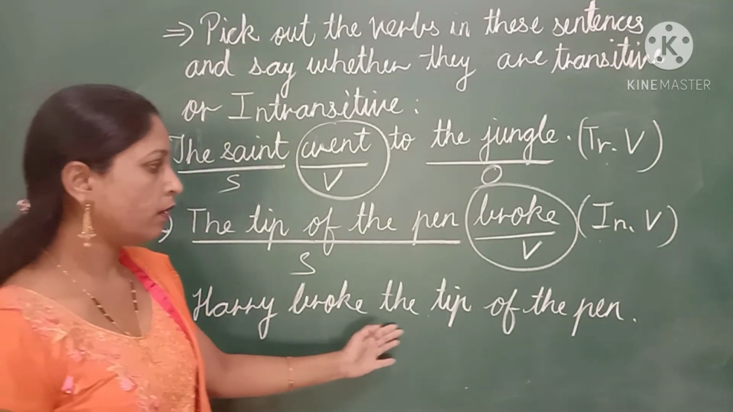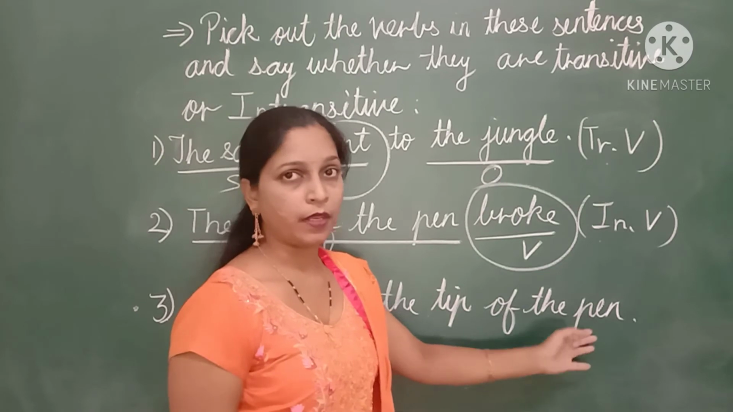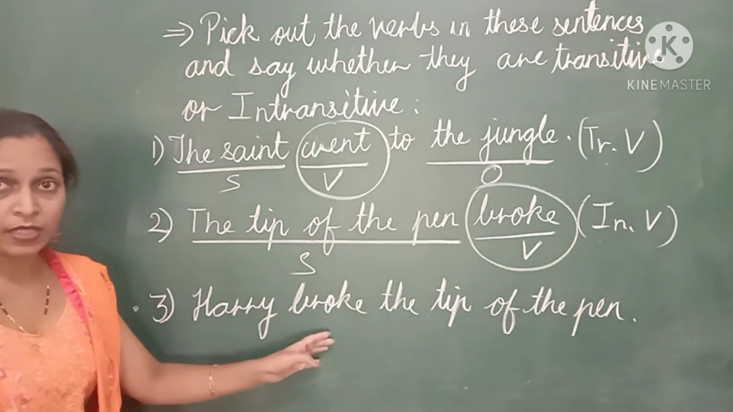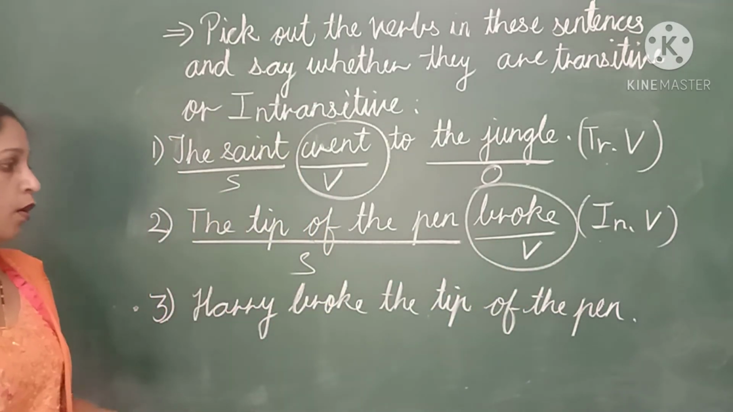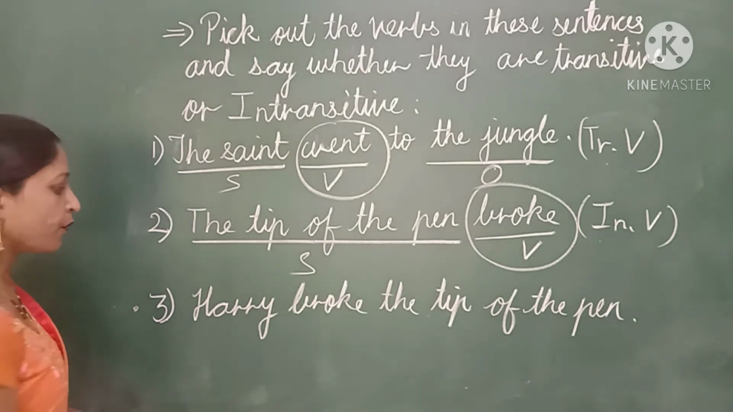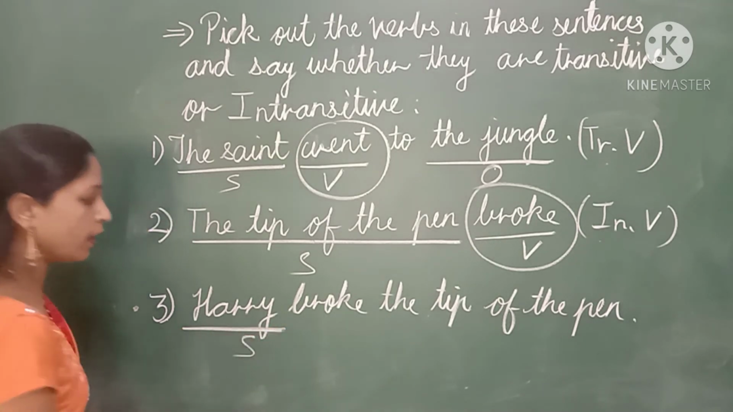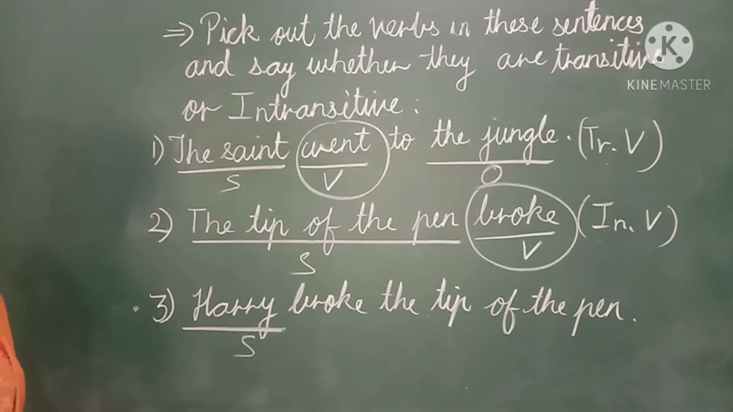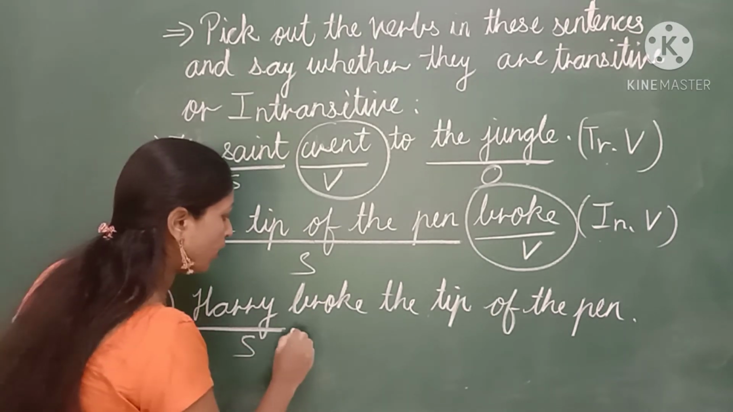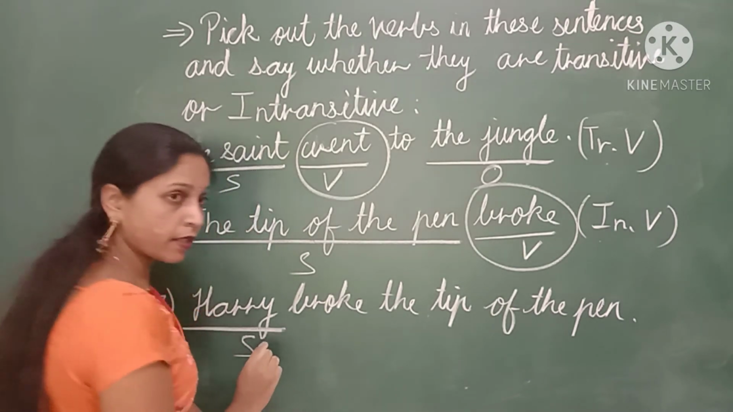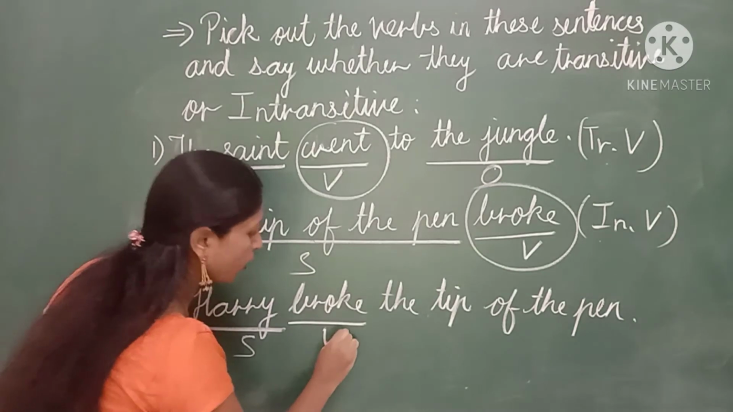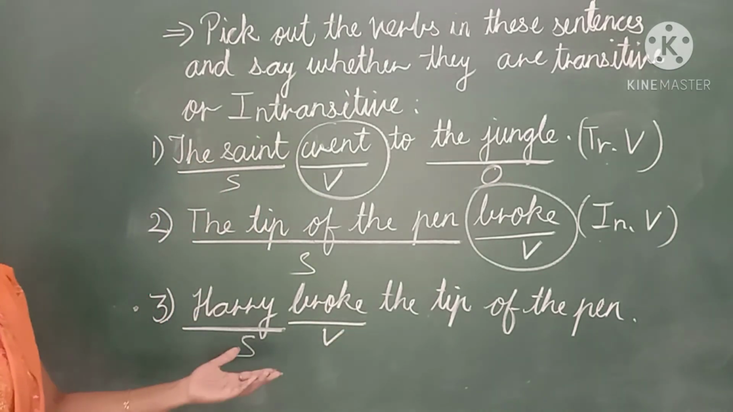See the third one. Harry broke the tip of the pen. Now both the sentences sound similar, but still there is a difference. Okay, with the verb. Let's see. We are talking about Harry. Harry becomes a subject. What did Harry do? Isn't it? We are talking about him. So Harry is a subject. Broke is a verb. And which is the object?